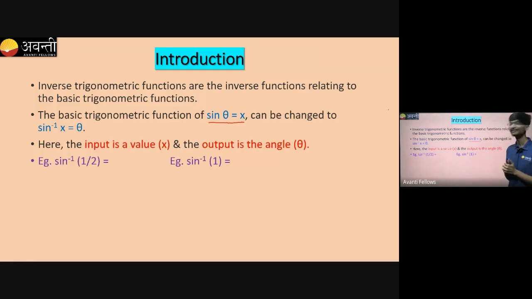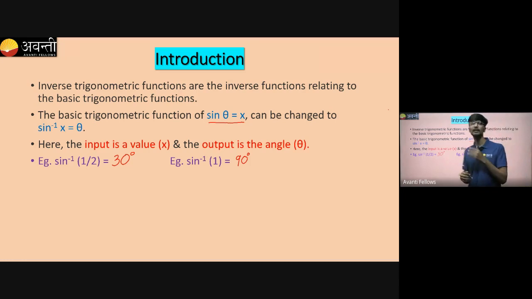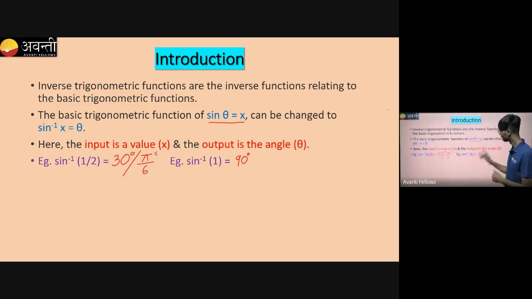We have done these examples. Both of these examples are done. So sine inverse of half. We have to think what angle of sine will give me the value half. And I hope everyone got the answer 30 degrees. And what angle will give one? 90 degrees. I hope you are familiar with the concept of radians. So 30 degrees can also be written as pi by 6 radians, and 90 degrees can be written as pi by 2 radians.